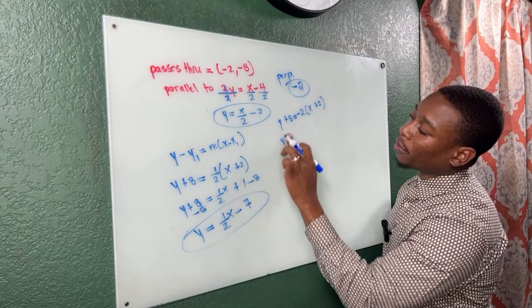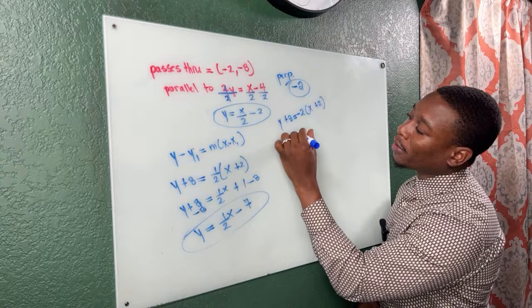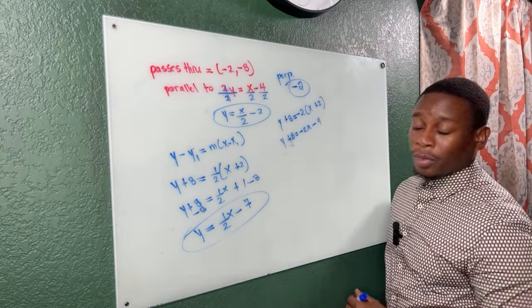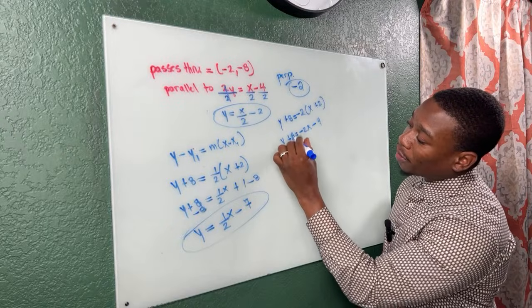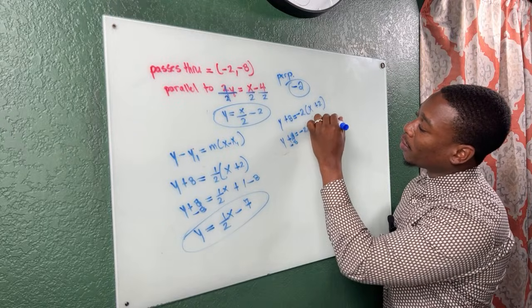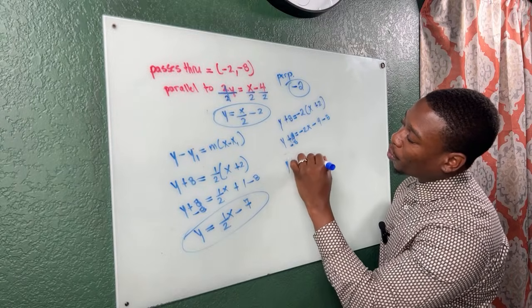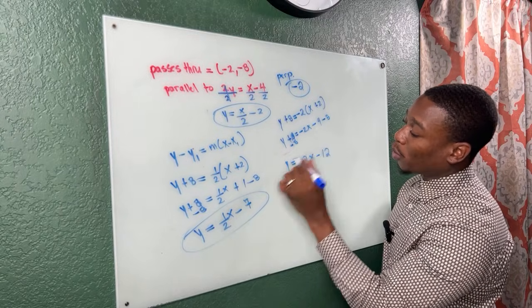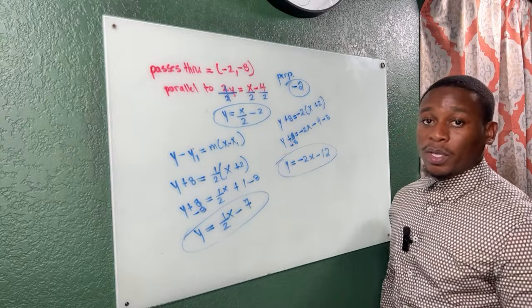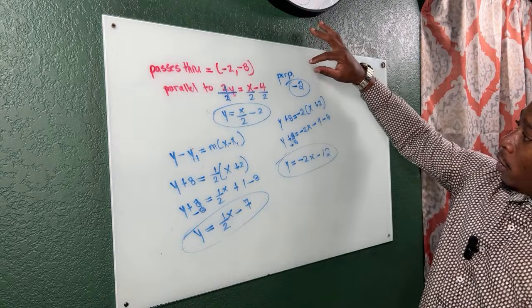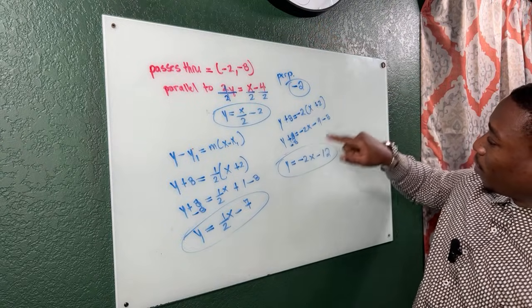So when we simplify, y plus 8 is equal to negative 2x minus 4. I subtract 8 to combine on both sides. Y is equal to negative 2x minus 12. So that would be the equation for the perpendicular slope. And let's just double check the work. Yep, negative 2x minus 4.